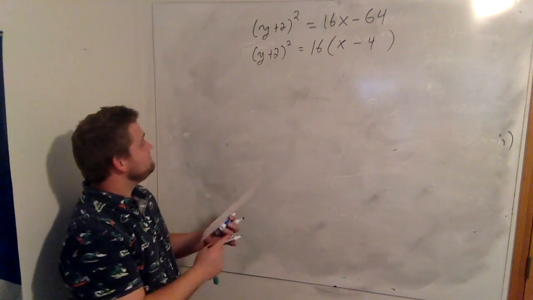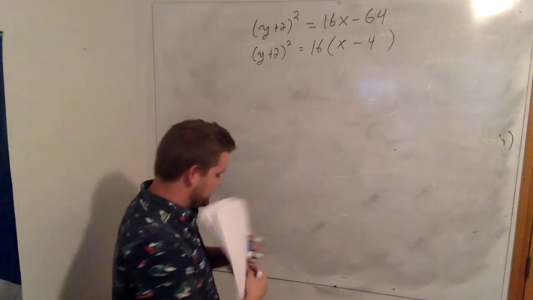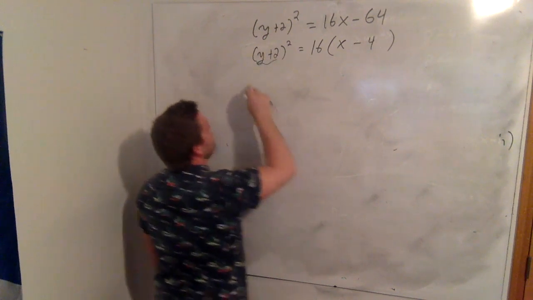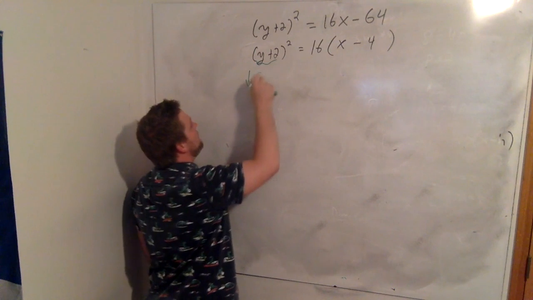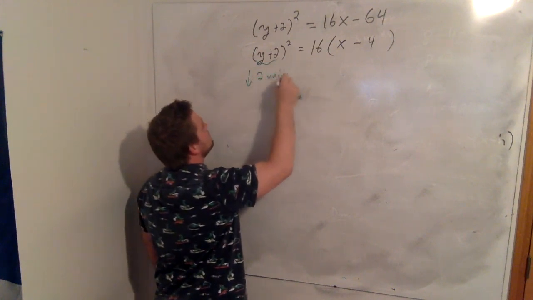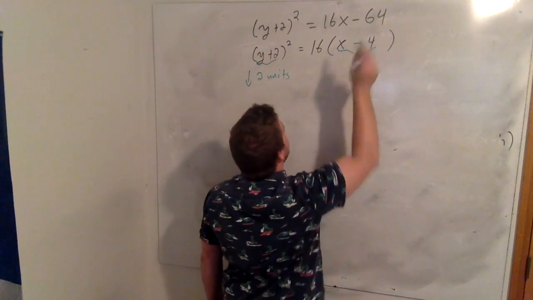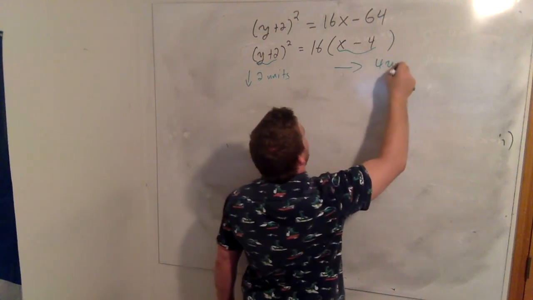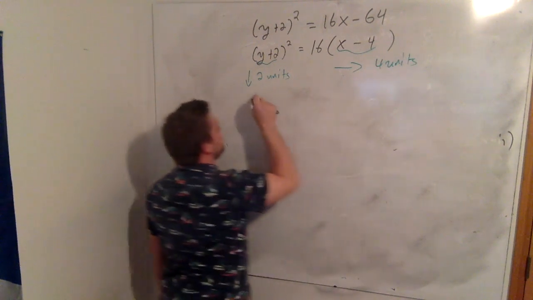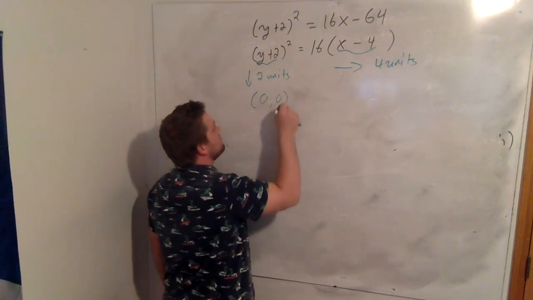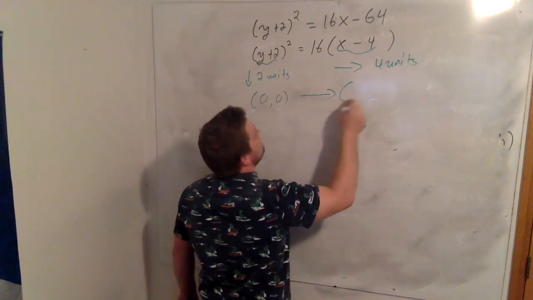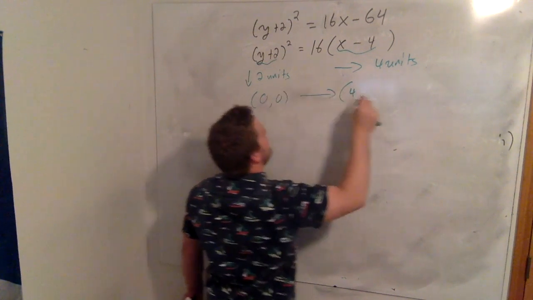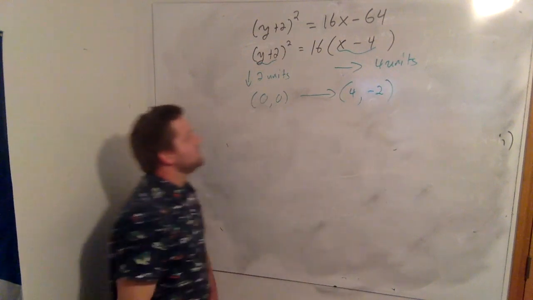Okay, so let's see what's going on here. We're adding 2 directly to the y value, so that's going to shift the parabola down 2 units. Here we're subtracting 4 directly from the x value. That's going to shift the graph right 4 units. So the vertex used to be at 0, 0, and now the vertex is going to be at, what, 4. I'm shifting it to the right 4 units and down 2 units. So 4, -2.